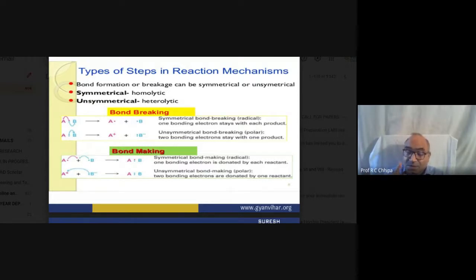Here one most important thing is the octet rule. We can use the octet rule. Only 7 electrons are there in the case of a free radical, for example, the methyl free radical.